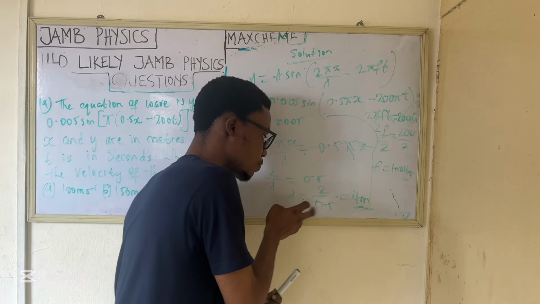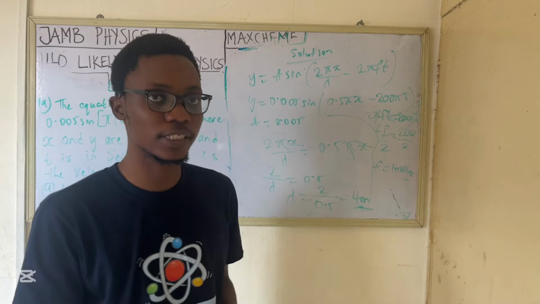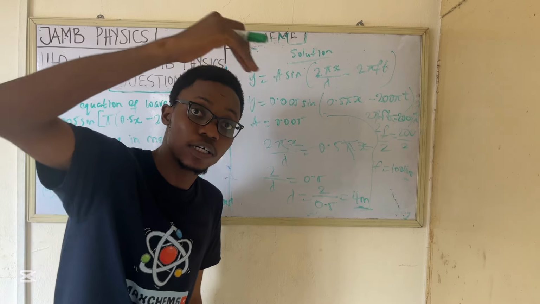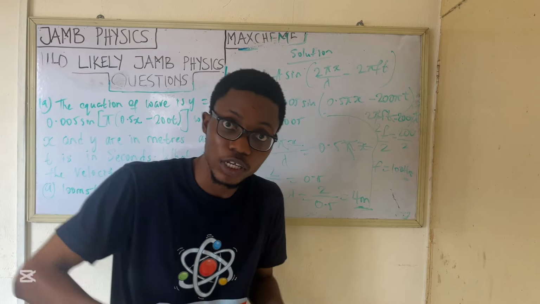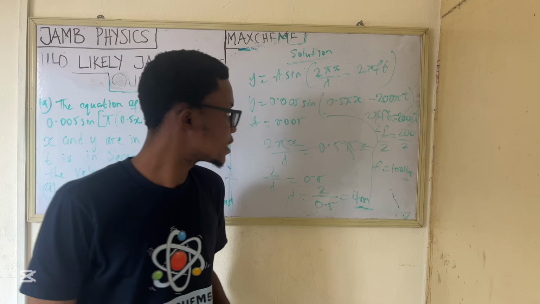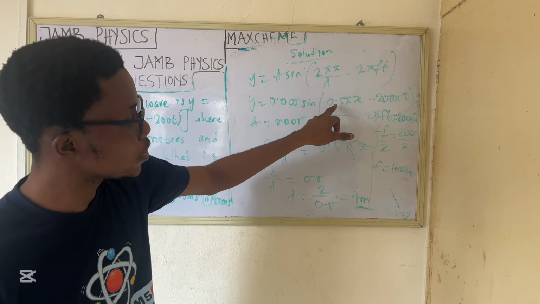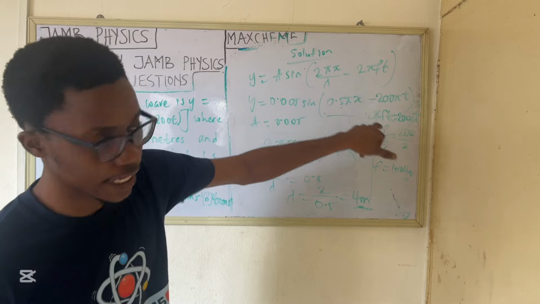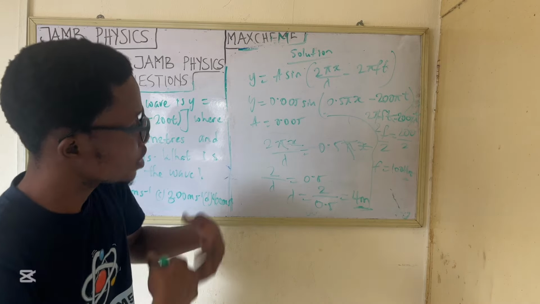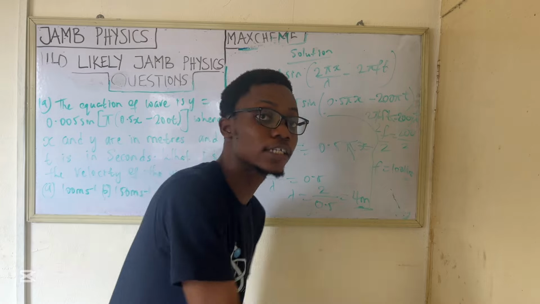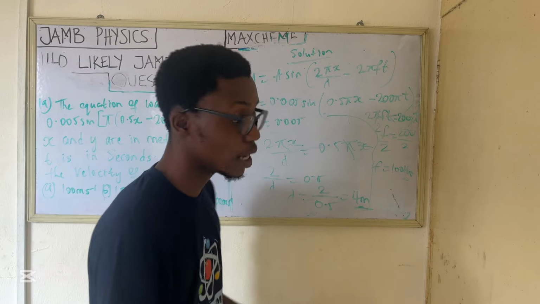That is why I solve for lambda here and frequency here. All you have to do is equate what you have in your standard wave equation to what you're given. Are you getting it now? Here you have 2 pi x over lambda; equate it to 0.5 pi x. Then from there you're able to get your lambda. Pi will cancel pi, x will cancel x, and all you have left is your lambda. You'll be able to get your lambda.